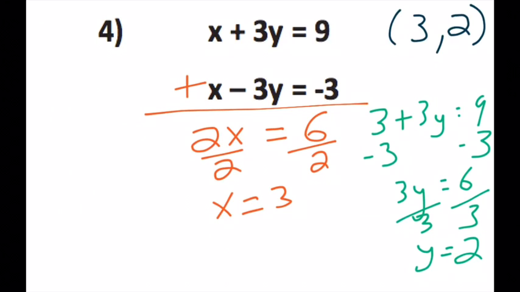So the point that these two equations have in common is (3, 2). And that's the point where they would cross if we were to graph this.